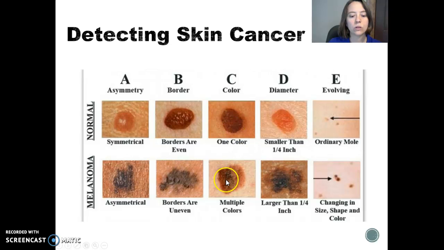One color is normal. Multiple colors, again, may be an indication of skin cancer. If it is smaller than 1/4 of an inch, that's good. Larger, you should talk to your doctor. And evolving. An ordinary mole should stay the same throughout your lifetime. So any change in size, shape, or color, you will want to talk to your doctor about.